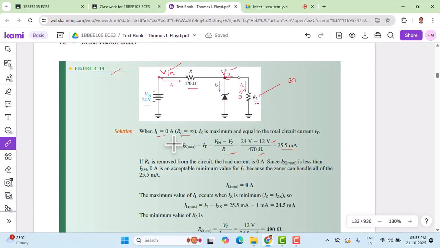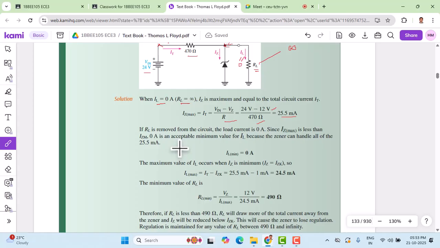If RL is removed from the circuit, the load current is 0 ampere. Since IZ max is less than IZM, 0 ampere is an acceptable minimum value for IL.